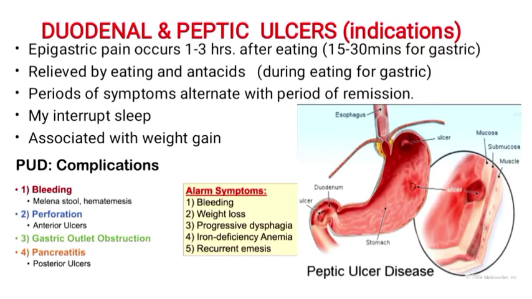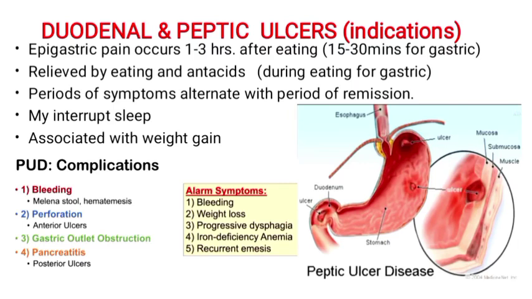After the food has been digested in the stomach for 1 to 3 hours, the pyloric sphincter allows the food to move from the stomach into the duodenum. Therefore, a patient with a duodenal ulcer will experience pain between 1 to 3 hours. That is the reason why epigastric pain occurs 1 to 3 hours after eating.